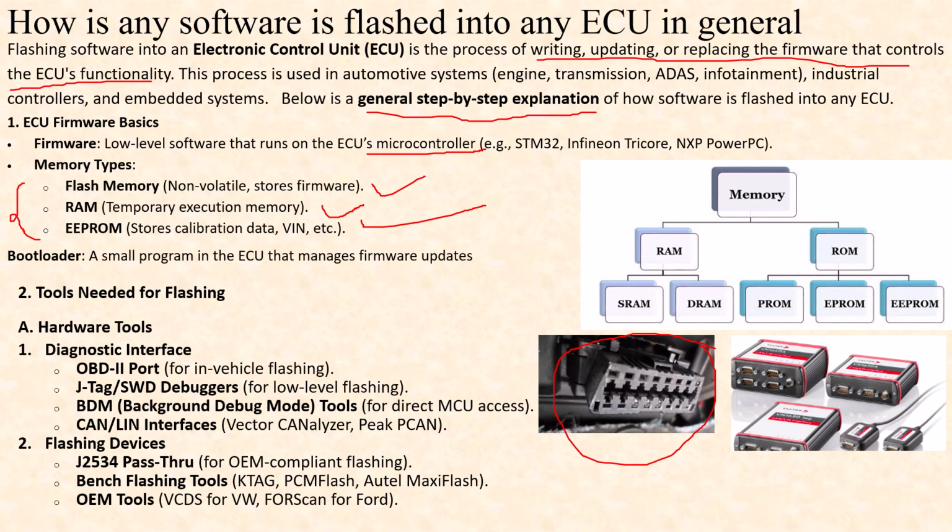In case you came from an IC engine background and you have worked on any CRDI engines, I am pretty positive that you had a slight acquaintance with these devices or tools. Now, what are the various flashing devices? Flashing devices are J2534 pass-through or bench flashing tools like KTAG, PCMflash, Autel MaxiFlash, and next come the OEM tools like VCDS for Volkswagen and FORScan for Ford. Sometimes OEMs develop their own flashing tools with which they flash the software into the ECU.